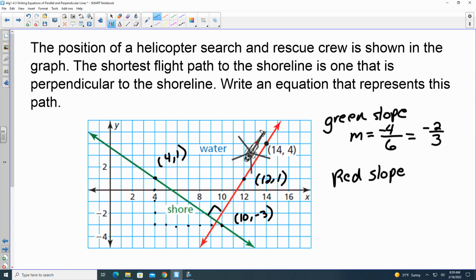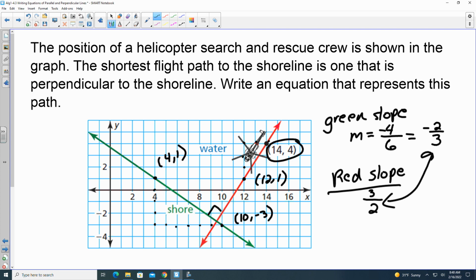So looking at this point here at (12, 1), it looks like it goes up 1, 2, 3. So we got 3, and then to the right 1, 2. Are these two opposite reciprocals? The answer is yes, because if I flip the fraction and change the sign, they are in fact opposite reciprocals. So I found the slope of the red line.